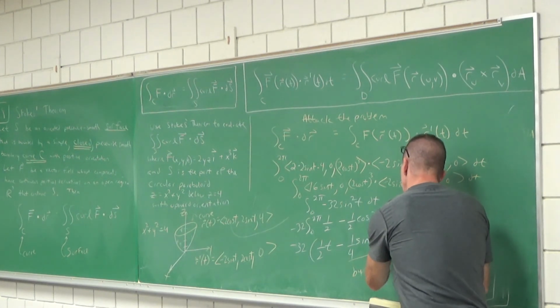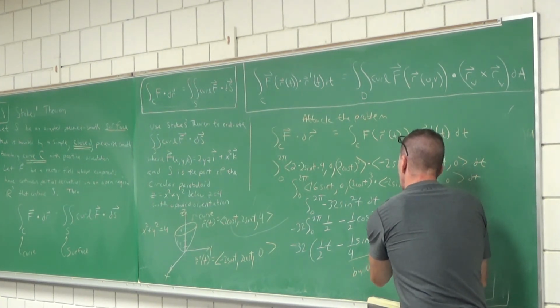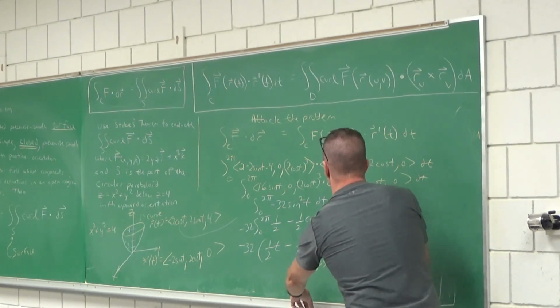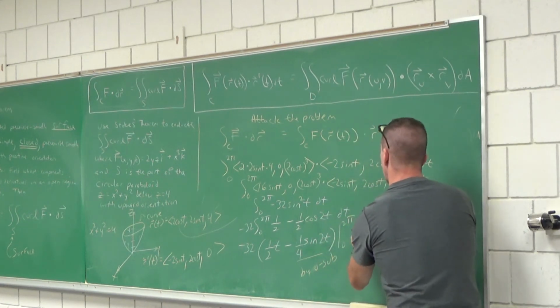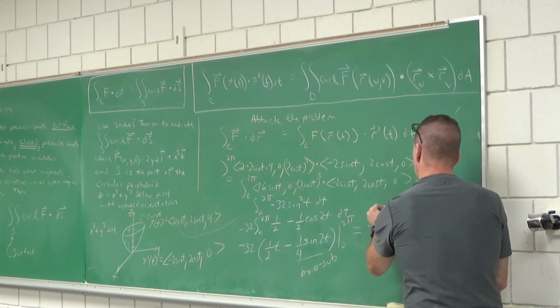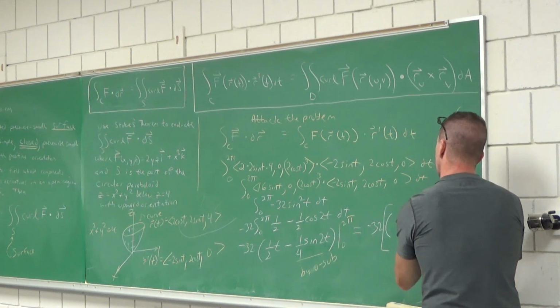And I'm just going to plug in what? 0 and 2 pi. Alright. What do we get for this answer? I get negative 32 times, I can put a big bracket. We'll do this minus this.